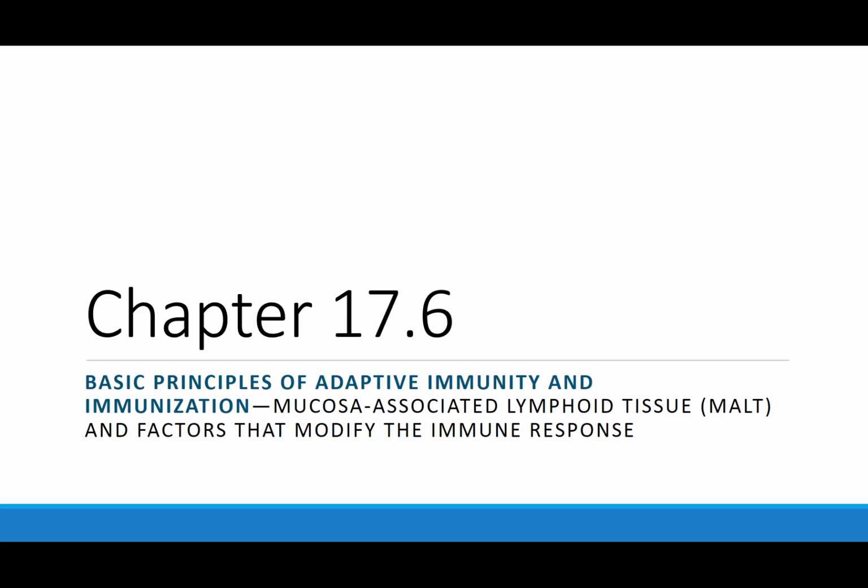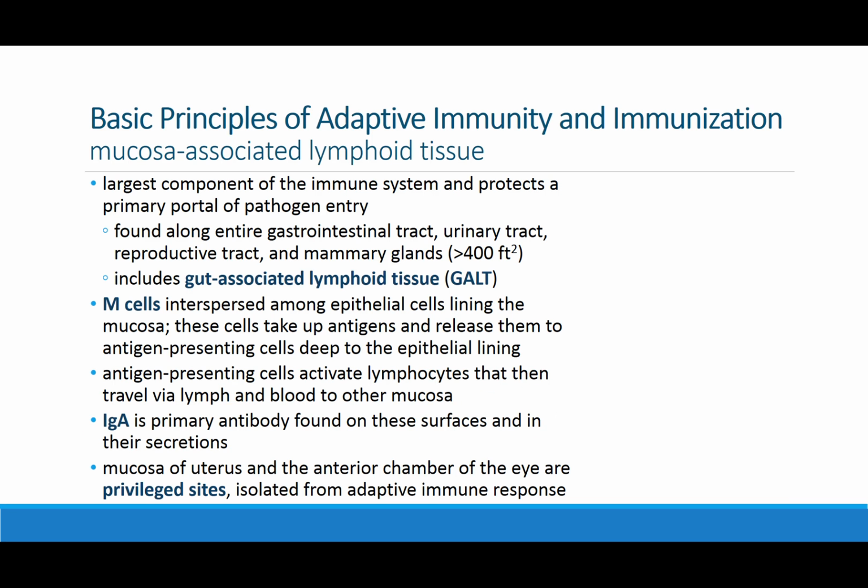Our job in this lecture is to look at the mucosa-associated lymphoid tissue, also known as MALT, and some of the factors that can modify the immune response. So MALT is the largest component of the immune system, and it protects the primary pathway or portal of pathogen entry.